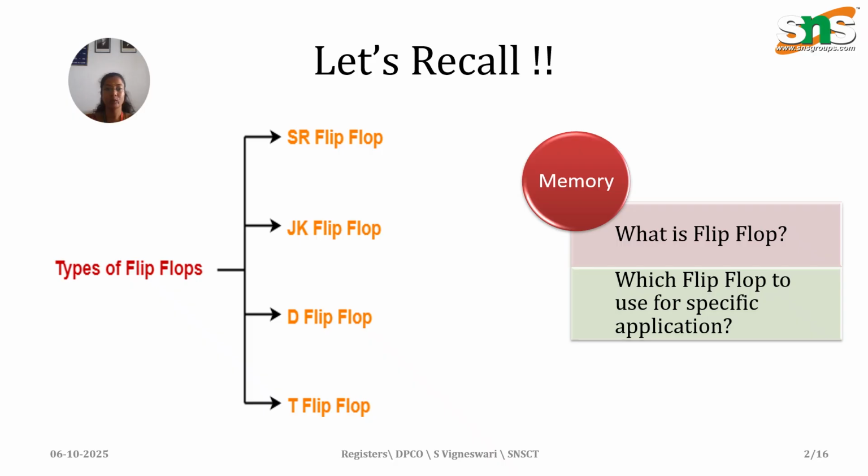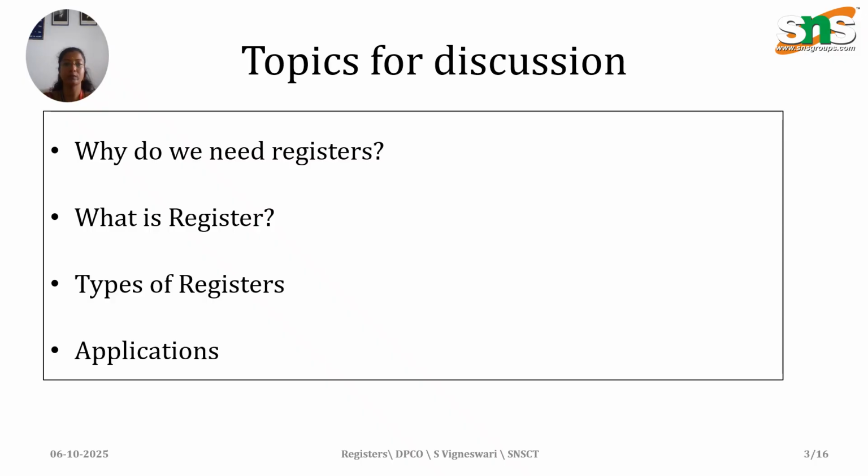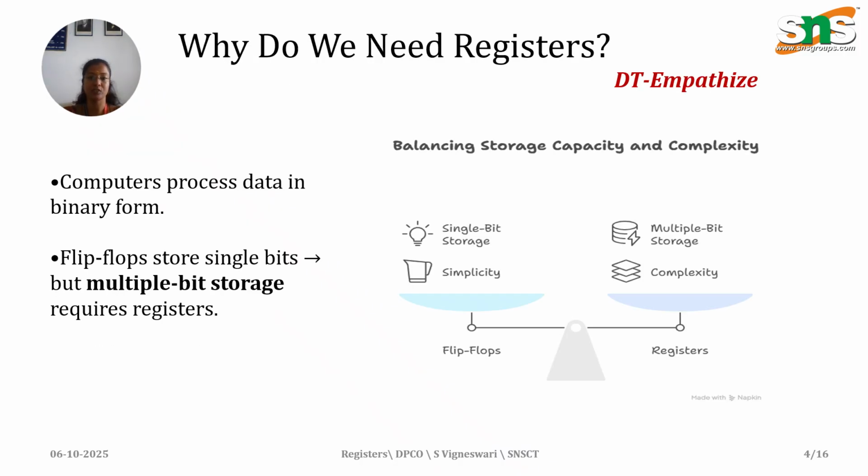So let's recall what we discussed in the previous session. We were discussing flip-flops and types of flip-flops, right? It consists of SR flip-flop, JK flip-flop, D flip-flop and T flip-flop. So basically we discussed what a flip-flop is. It is a 1-bit storage register, and for specific types of application we use those different kinds of flip-flops: JK, D and T. And today we are going to discuss registers: why we need a register, its types and its applications.